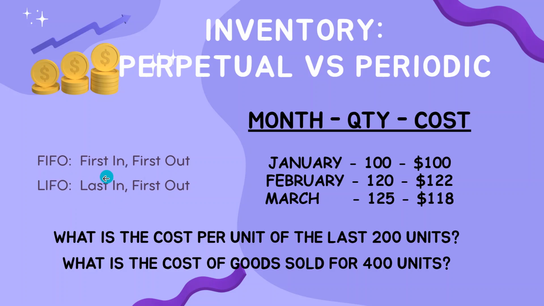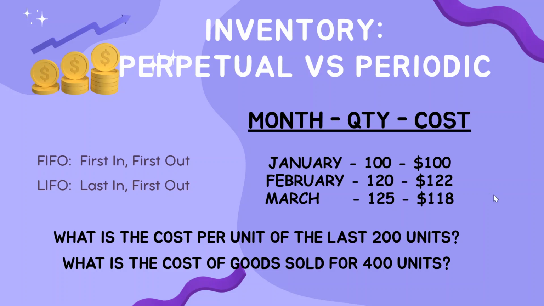So let's look at the two types of inventory valuation. Merchandise inventory account has the value of what you have in your inventory. So FIFO, first in, first out, LIFO, last in, first out. Let's look at a little scenario here. January, you received 100 items. They were $100 a piece. February, you received 120 of the same item, but you had to pay $122 a piece. And then March, you received 125 more items and you paid $118 per each one.